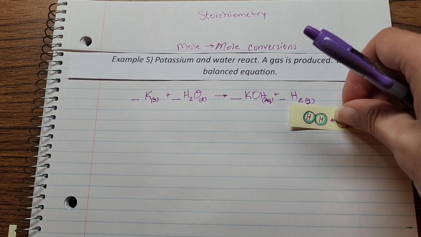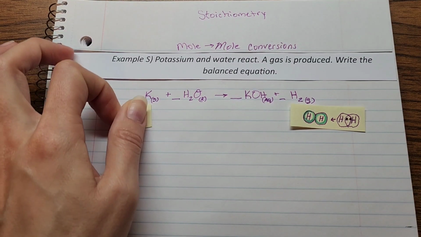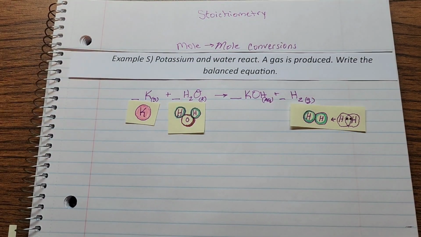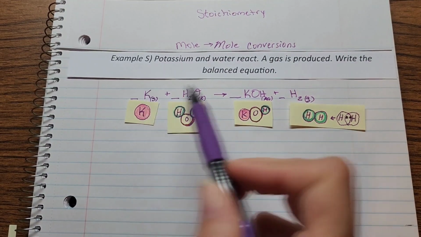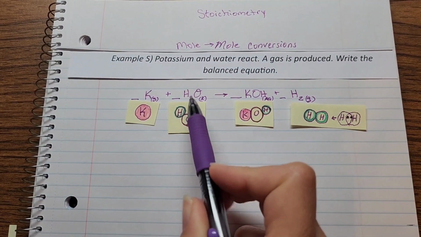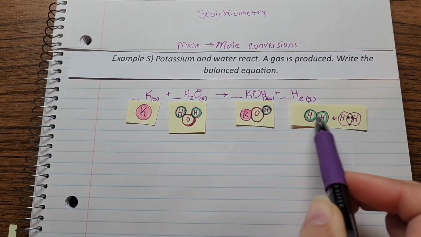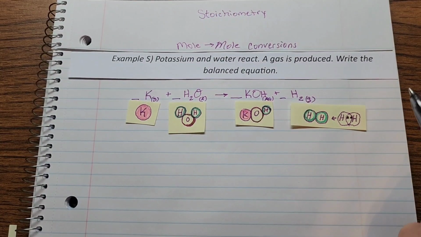So we have one H2 molecule here. We have potassium here. We have water. And we have potassium hydroxide. Now to balance this, I have one potassium in the reactants, I have one in the products, I have two hydrogen in the reactants, and I have 1, 2, 3 in the products. And then for oxygen, I have one in the reactants and I have one in the products.